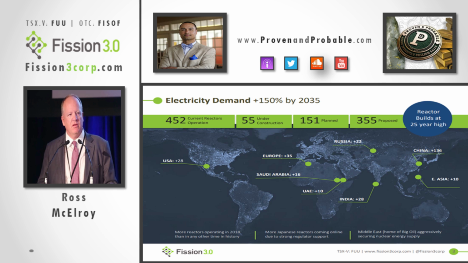If we look at the number of reactors around the world, we're over 400, and what's the number these days? About 450 reactors around the world. So you can see that the need for uranium on an annual basis is in the realm of almost 200 million pounds of uranium.